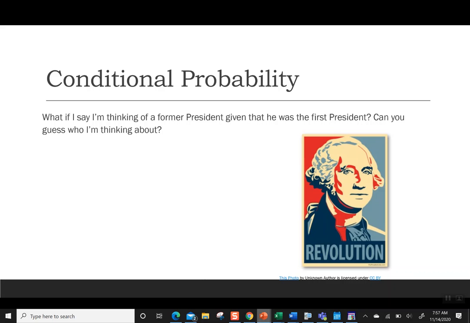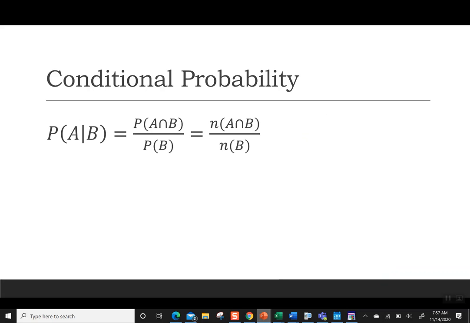Me giving you that extra information is conditional, right? I gave you a condition. I said he happens to be the first president, and then it gives you kind of a clue. That's what I'm thinking about with conditional probability. I'm giving you more information, and that changes the probability of what we're doing.